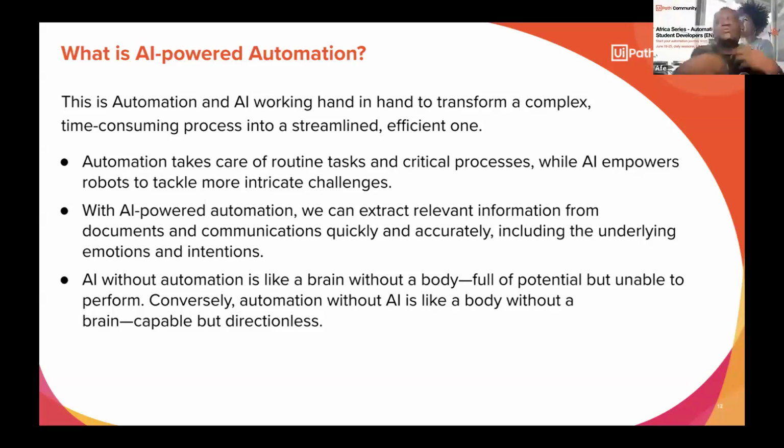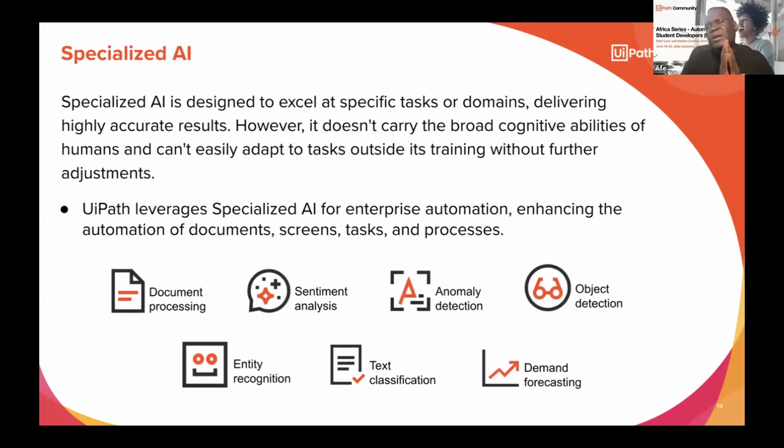So imagine not having to spend hours sifting through documents to find information you need, or not having to go through countless emails in order for you to understand the emotions and the asks of the clients, right? Okay. So at this point, we want to talk about two types of AI that we can harness within the UiPath business platform. The first one is specialized AI, and the second one is generative AI. So quickly, like I said, we're not going to waste time today.